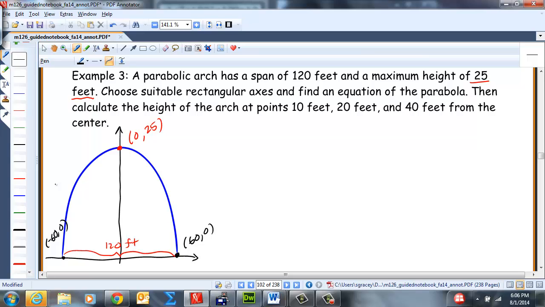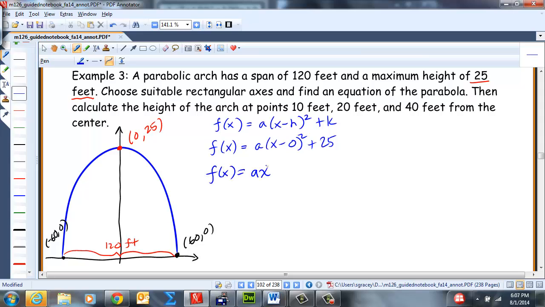So here we go. f of x is equal to a times (x minus h) squared, plus k. We have h and k. h is 0, since we set our axis like that, and k is 25. So then we'll have f of x is ax squared plus 25.